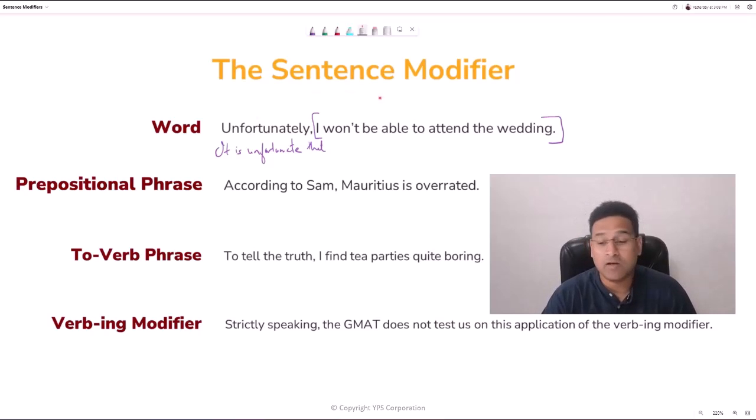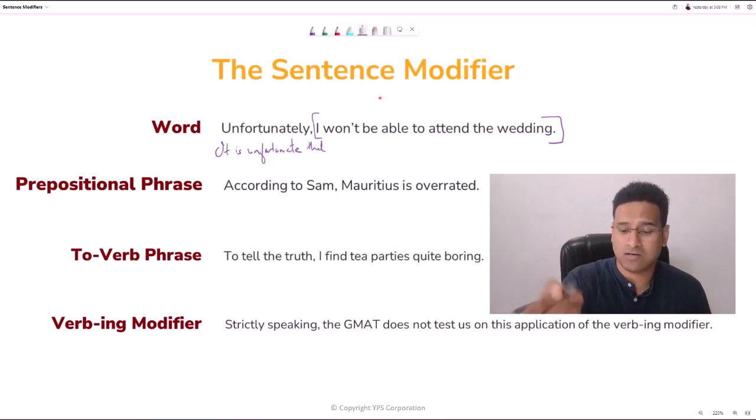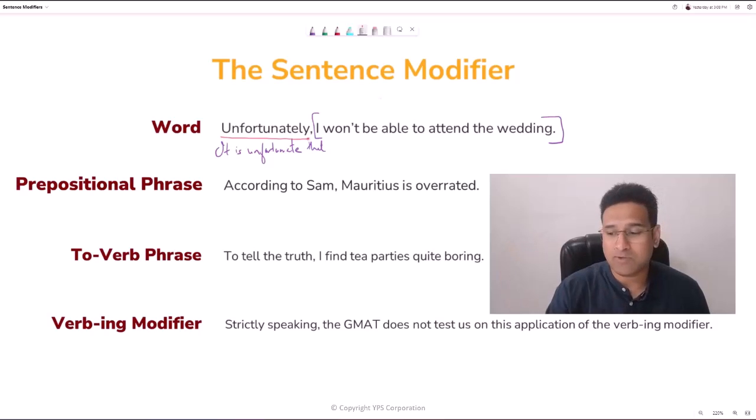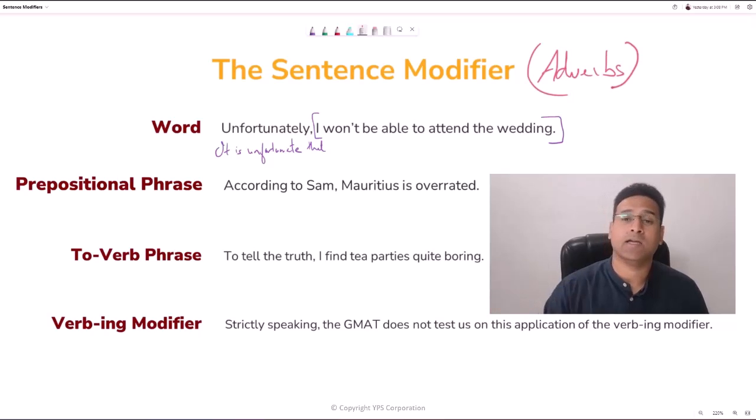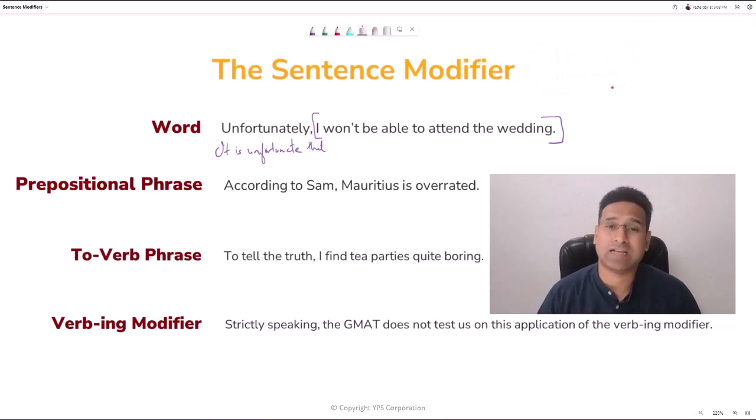Do you see that? But we have not said it is unfortunate that. We have used an ly ending word. And what are ly ending words? Yes, you guessed correct. These are called adverbs, which is why in a lot of grammar books, these are also known as sentence adverbs, right? But we don't believe in too much jargon, right? It's a modifier. If it modifies a sentence, that's all you need to know. So learn this as a sentence modifier. Let's keep things simple, all right?